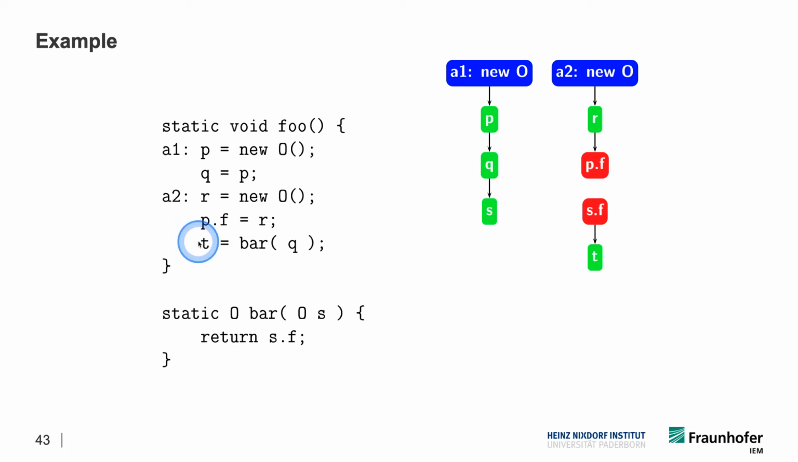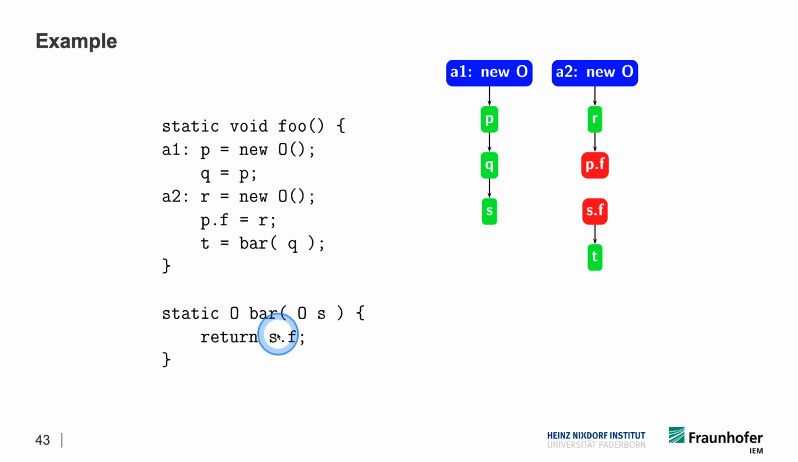But we're missing something here. Take a careful look at this program. Here, we are assigning the pointer P to Q. So another way of putting this is that P and Q are now aliased. There are two different names for the same object, okay? So that also means that P.F down here, which is being assigned this object, is actually the same as Q.F, right? And Q.F in here is the same as S.F.